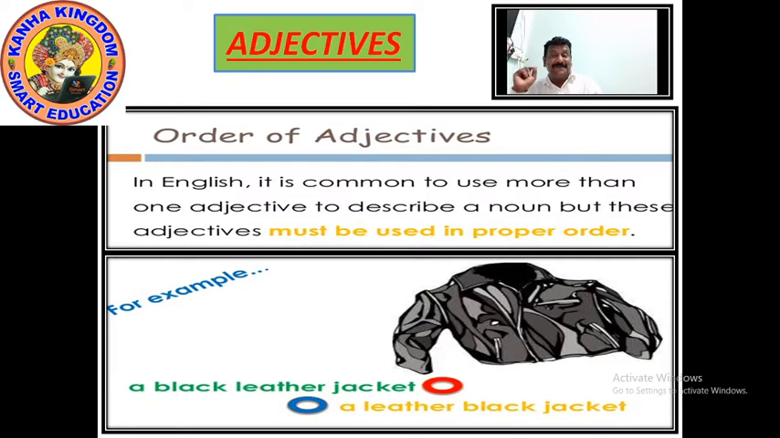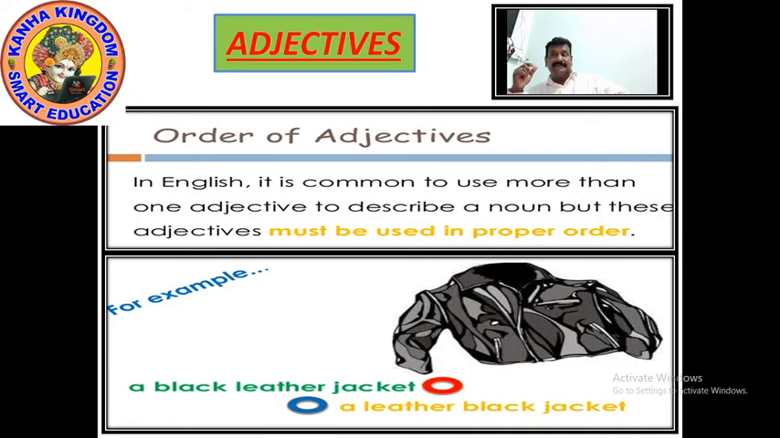So what is it talking about? It is talking about the jacket. Jacket is a noun. Black is describing the jacket. Leather jacket, when you talk about a leather jacket. So there are two adjectives to describe a noun, but they must be put in a proper order. You cannot write it randomly, whatever you want. So, a black leather jacket, a leather black jacket.